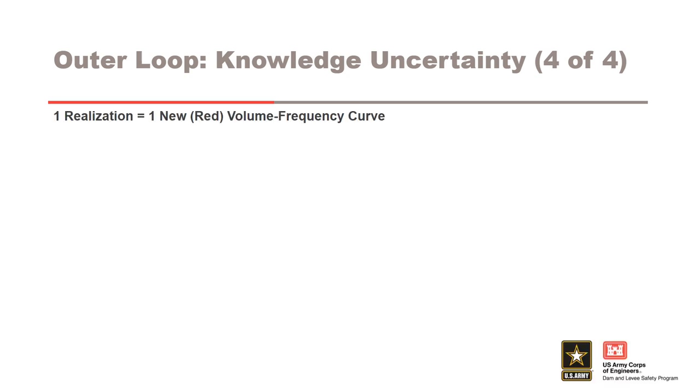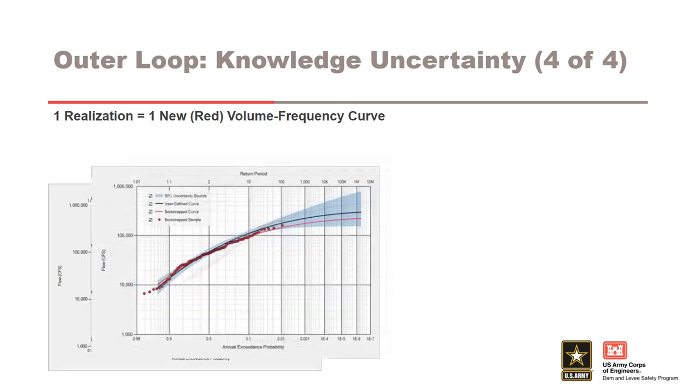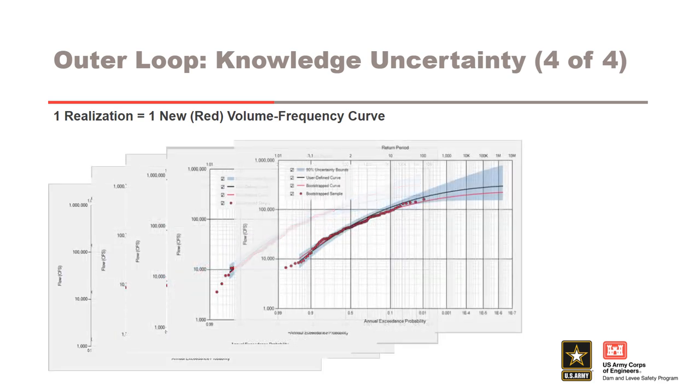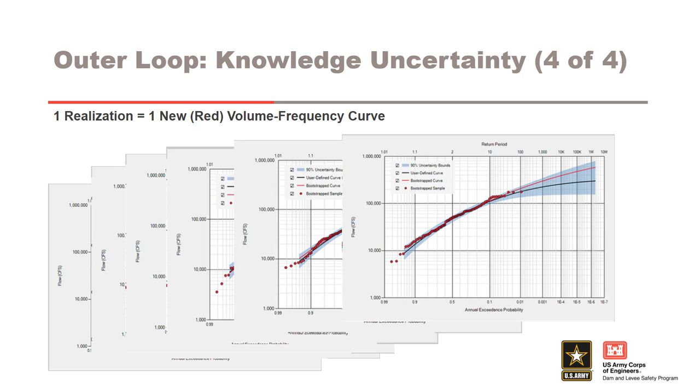In the outer loop of an RFA simulation, a new, red, sample inflow volume frequency curve is generated for each of the realizations selected in the RFA model, whether you chose 100 realizations or 10,000 realizations. This process simulates knowledge uncertainty in the inflow volume distribution.